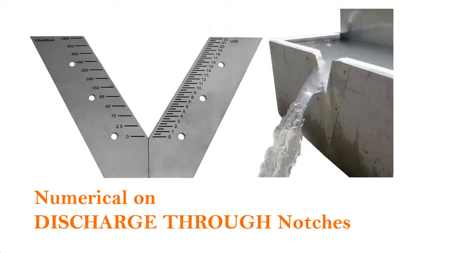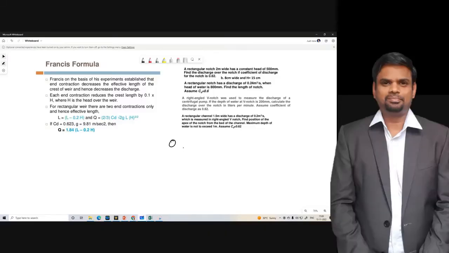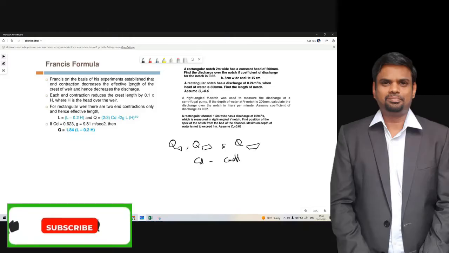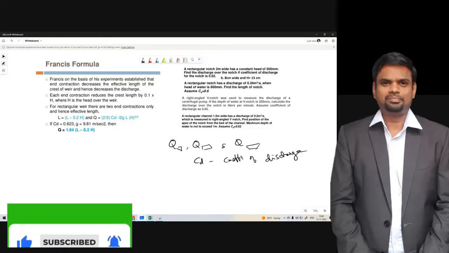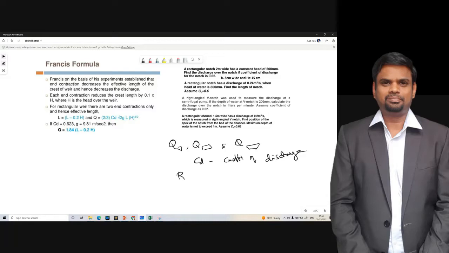Well, we have derived the expression to determine the discharge for a triangular notch, for a rectangular notch, and for a trapezoidal notch also. Now, in that we have defined what is CD, right? CD is the coefficient of discharge. And to determine the CD, there are several empirical equations available. One of them is the Rehbock equation. So the Rehbock equation is to find the CD of a rectangular notch.